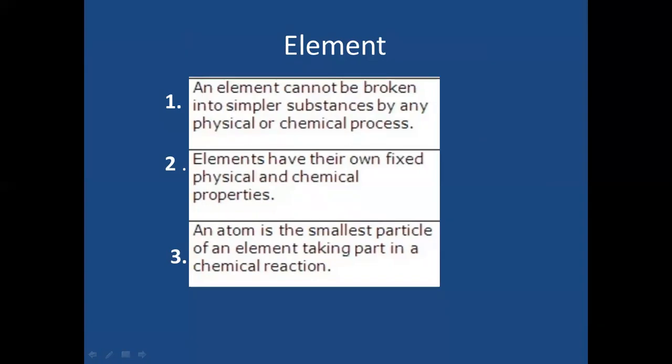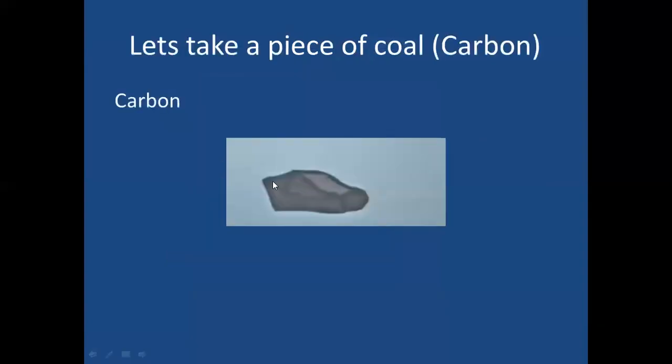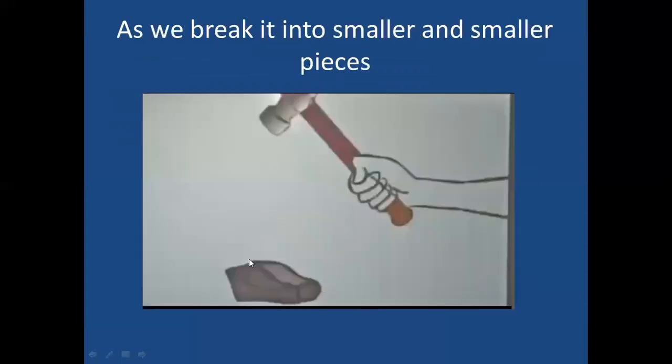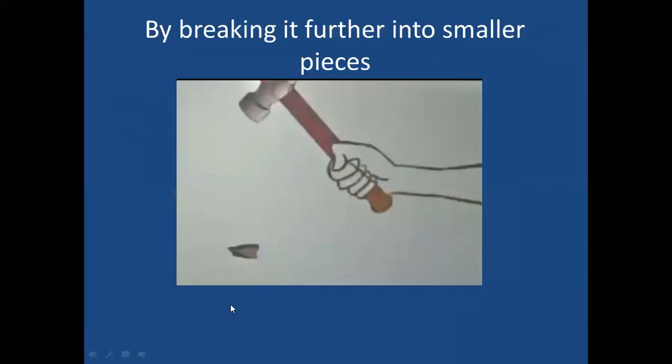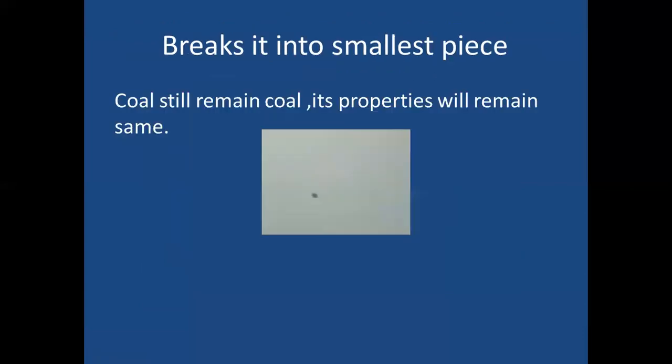For example, if I take a piece of coal, and I break this piece of coal by hitting it with a hammer, what will happen? It will break down into small pieces, and if I again hammer the small piece, it will convert into the smallest piece. So what do you think? Will the properties of this smallest piece be different from the other pieces of coal? The answer is no. Coal still remains coal and its properties will remain the same as the bigger pieces.